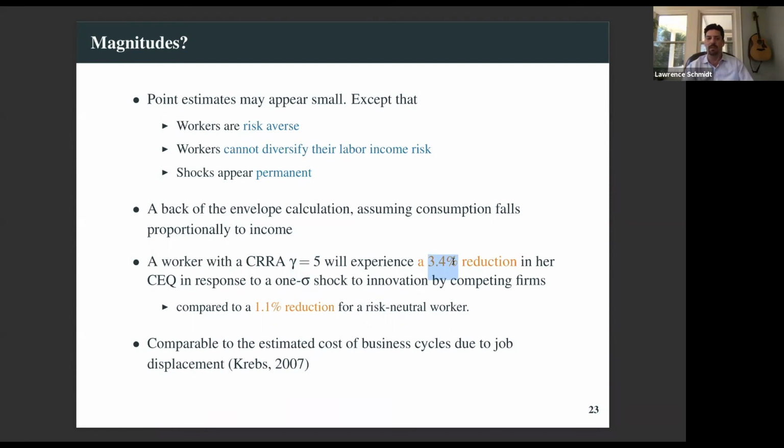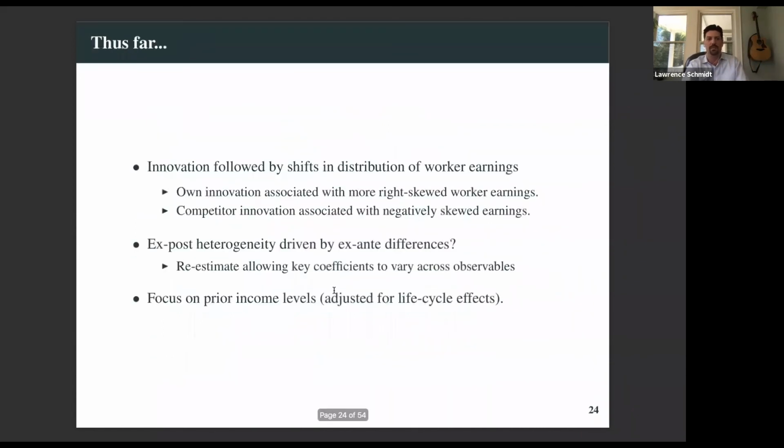That's a pretty big number. That's comparable to the estimated cost of business cycles that Krebs estimated due to job displacement. And if you compare that effect with the assumption that workers are risk neutral, which is essentially what you'd be assuming if you only looked at average effects, this is almost 3 times larger. So that average effect would be more like 1.1%. Okay, so that suggests that these changes in risk are something workers really dislike, and it can change whether they would even see innovation as a good or a bad thing.